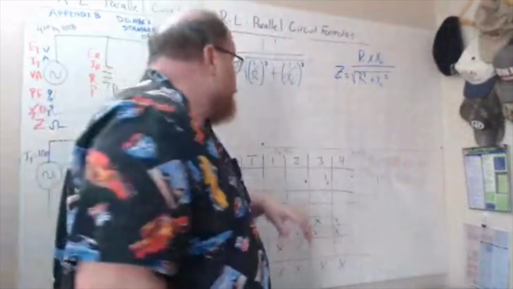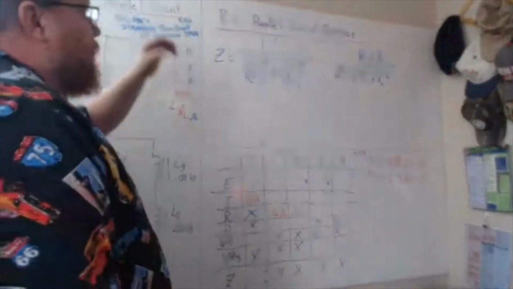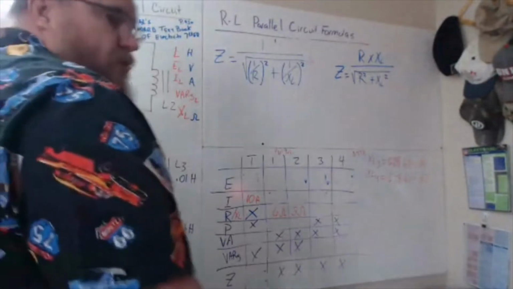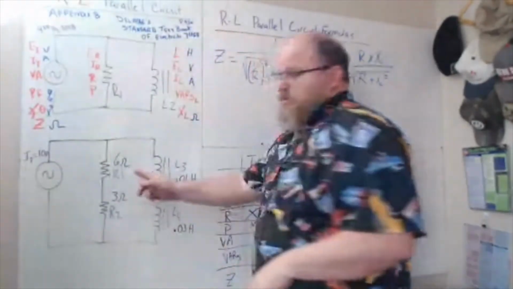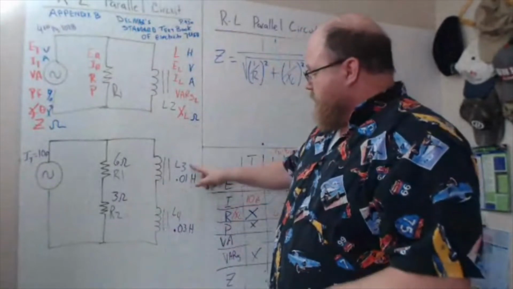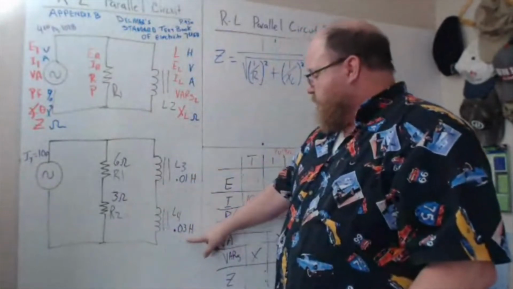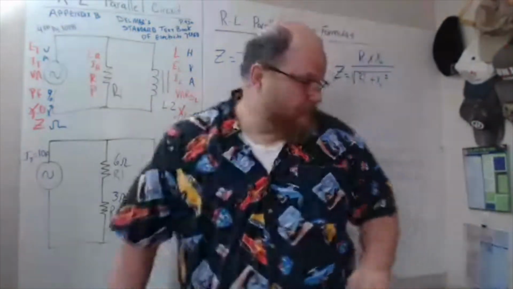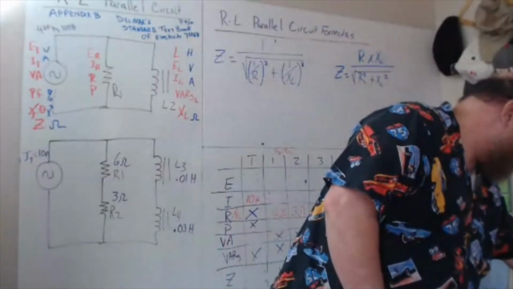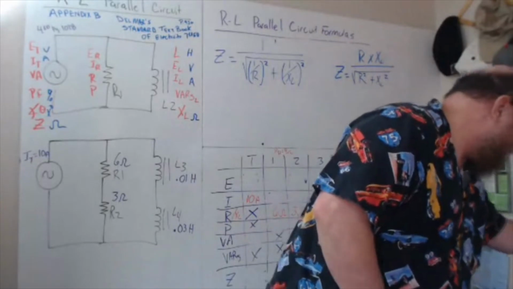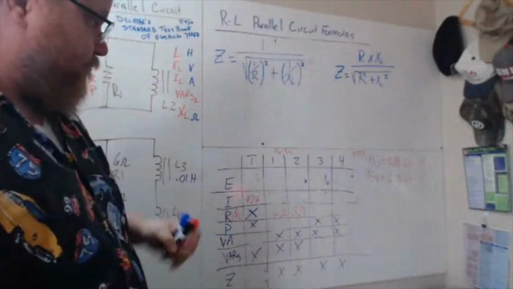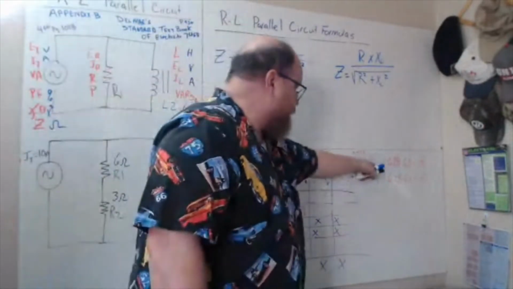Okay, so this is going to be the example for the parallel circuit, our resistive inductive circuit. We're going to have 6 ohms at R1, 3 ohms at R2, 0.01 henries at L3, 0.03 henries at L4. While we're working this, we need to find our inductive reactance.